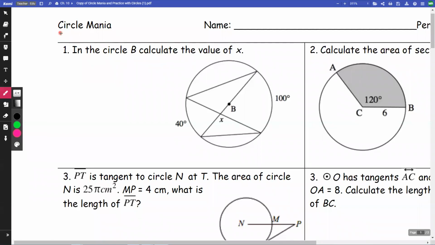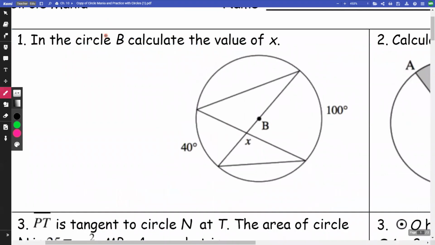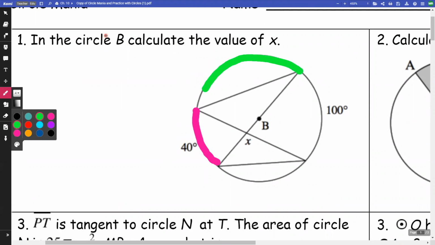So this video is integrated to Circle Mania and the backside, which is practice with circles. On this first problem here, we know that this arc measures 40 degrees, which means that this one here, I'm doing a different color, this one here is going to be the rest of 180 because together they form a semicircle because this is a diameter.